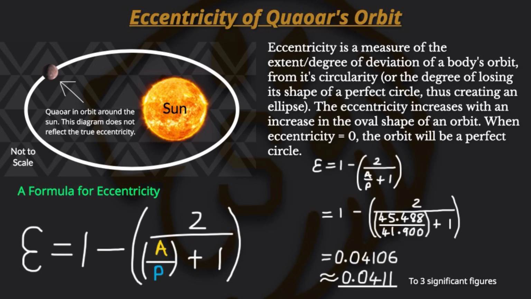Okay, so don't lose this when you're now looking at this. So we see the formula for eccentricity. It is the A and the P. We saw the A and the P just previously on the orbital period and the semi-major axis diagrams. We saw what the A is, the aphelion, and the perihelion, and we see where we get those values for the A and the P. So we then plug those values into that formula. As you can see, 45.488 is aphelion over the perihelion, which is 41.900. That's in the denominator there. Then we add 1, and then we divide into 2, and then we subtract from 1, and then we get 0.04106, which is approximately 0.0411 to 3 significant figures.